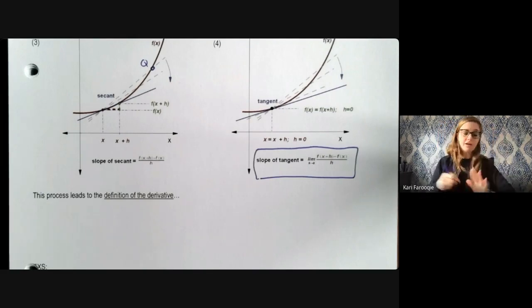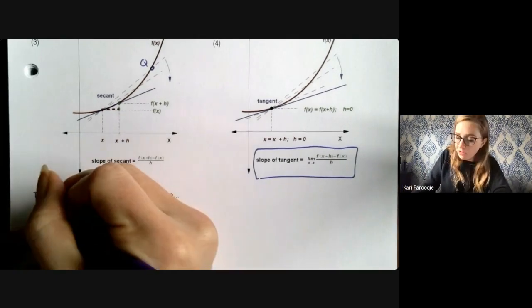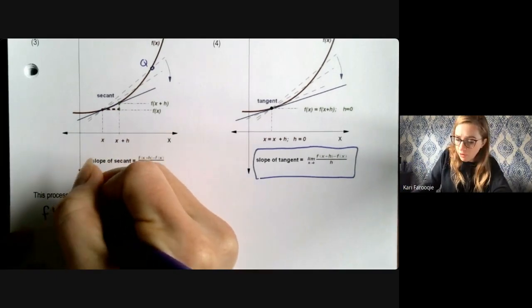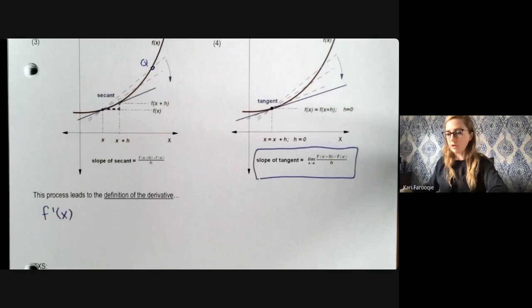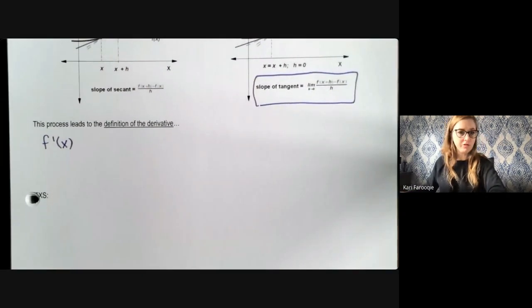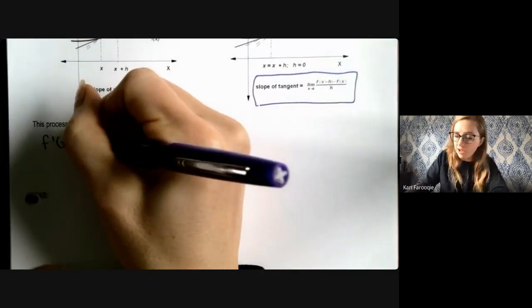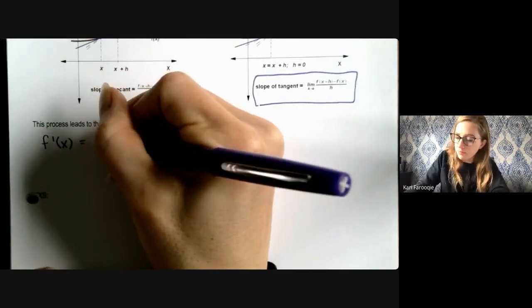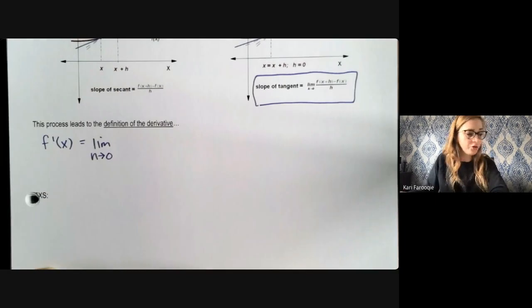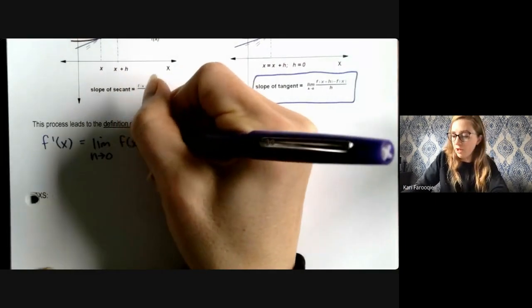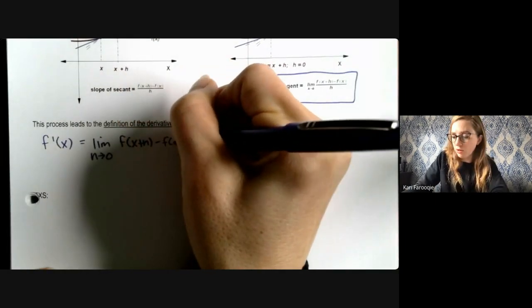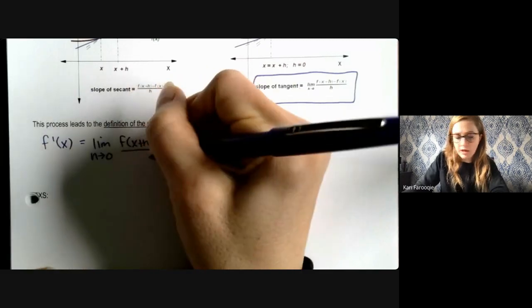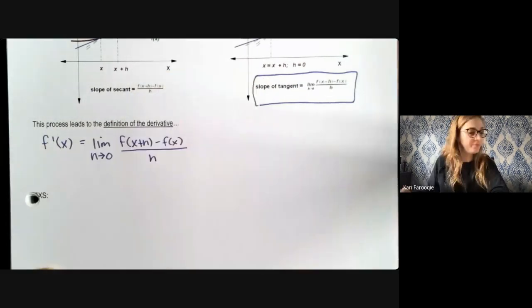All right, in order to talk about this, we're going to formally define this as f prime of x. I'm going to write you a little note here so that you understand what this notation means. But f prime of x is how we denote a derivative. So this is the limit as h approaches 0 of f of x plus h minus f of x all divided by h.